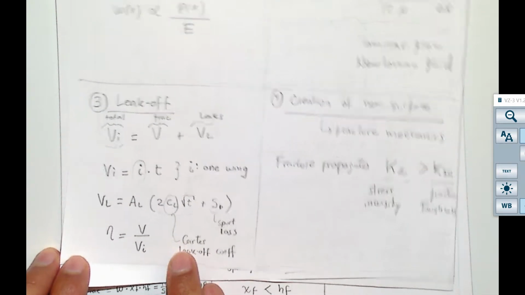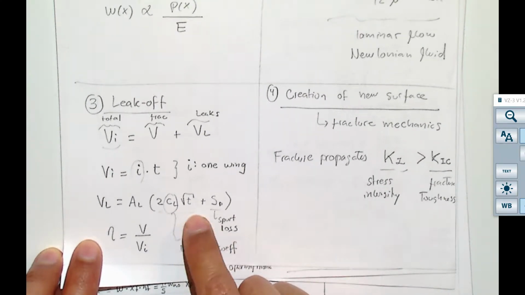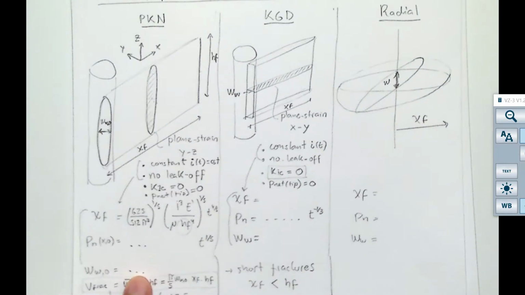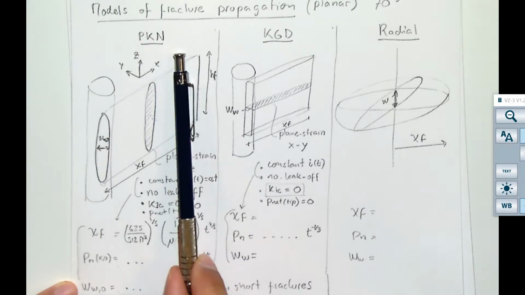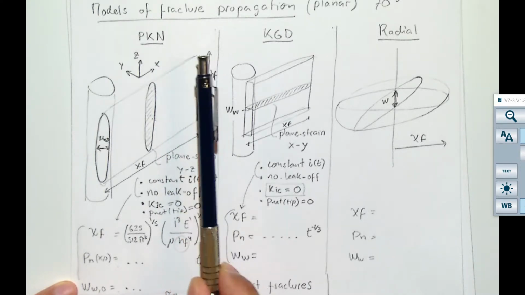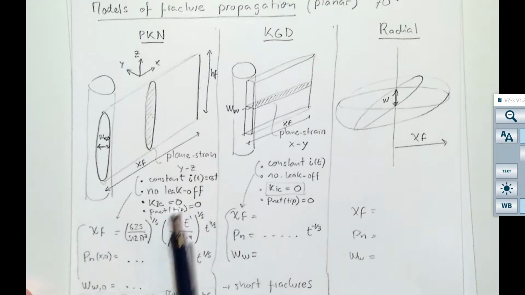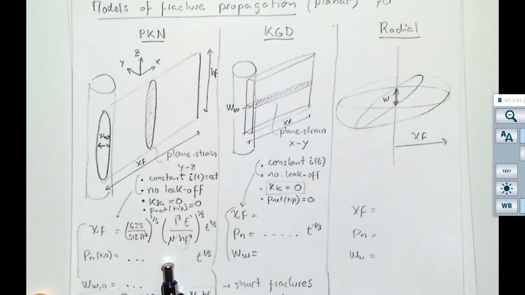Carter leak-off coefficient. So if now your injection rate, or what goes into the fracture, has some loss because of leak-off, you have to consider that. In that case, if you do have leak-off, the model is called PKNC, and the C is for the Carter leak-off. So, strictly speaking, you don't necessarily need no leak-off in the PKN model, but you do need it to get to this simplified equation.